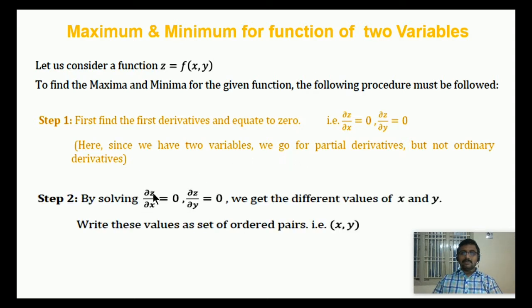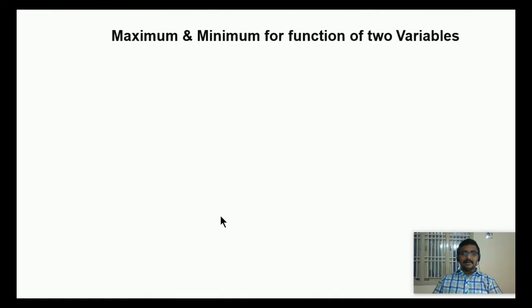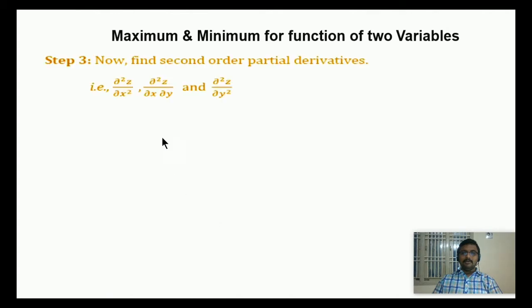In the second step, we solve the equations ∂z/∂x equal to 0 and ∂z/∂y equal to 0. We get different values for x and y. Write these values as a set of ordered pairs, that is (x, y). These points are called stationary points or stationary values. In the third step, we find the second order partial derivatives, that is ∂²z/∂x², ∂²z/∂x∂y and ∂²z/∂y².